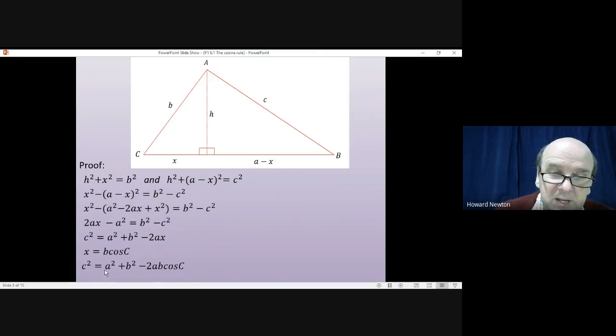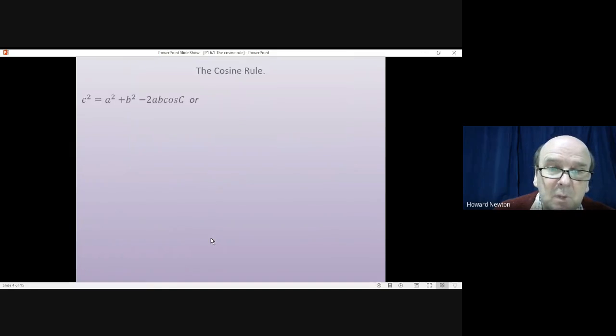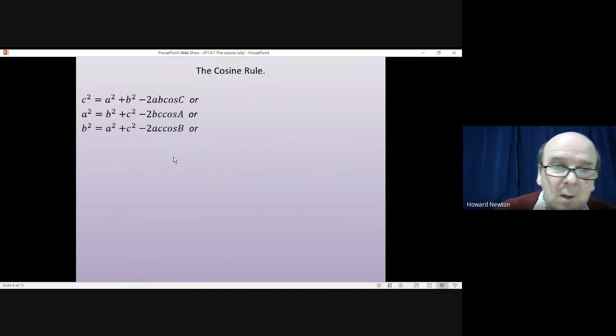Now you'll notice that the letters are in a different order there. And the order that you choose to write the letters in will depend on the question. So c squared equals a squared plus b squared minus 2ab cos c would be the cosine rule. But sometimes it would be more helpful for you to write it that way round or that way round.